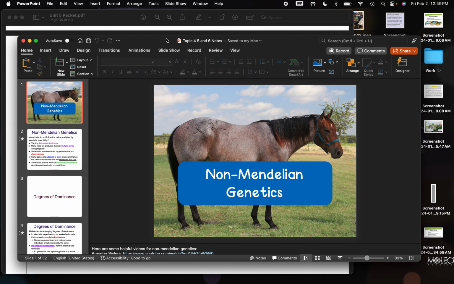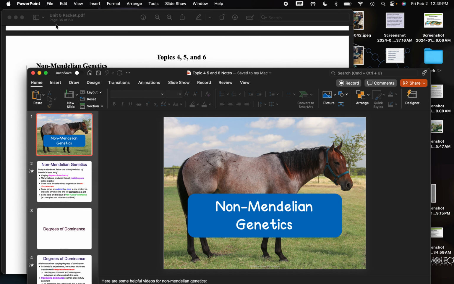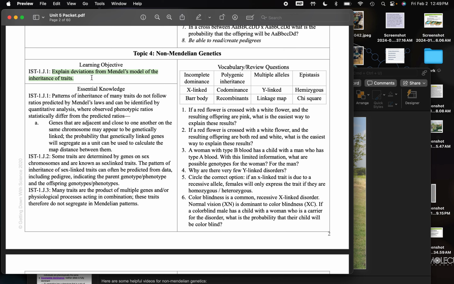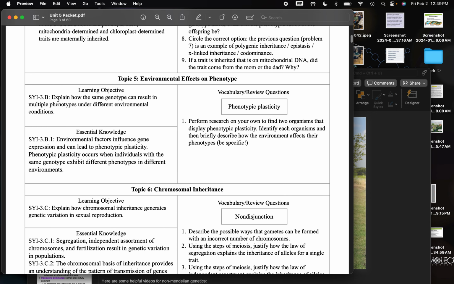Non-Mendelian genetics. This is topics 4, 5, and 6 in Unit 5. The notes here start on page 35, and we're going to go to the end of the notebook with this. Some things that we're going to be focusing on is explaining how deviations from Mendel's model of the inheritance of traits, so figure out how they're different.